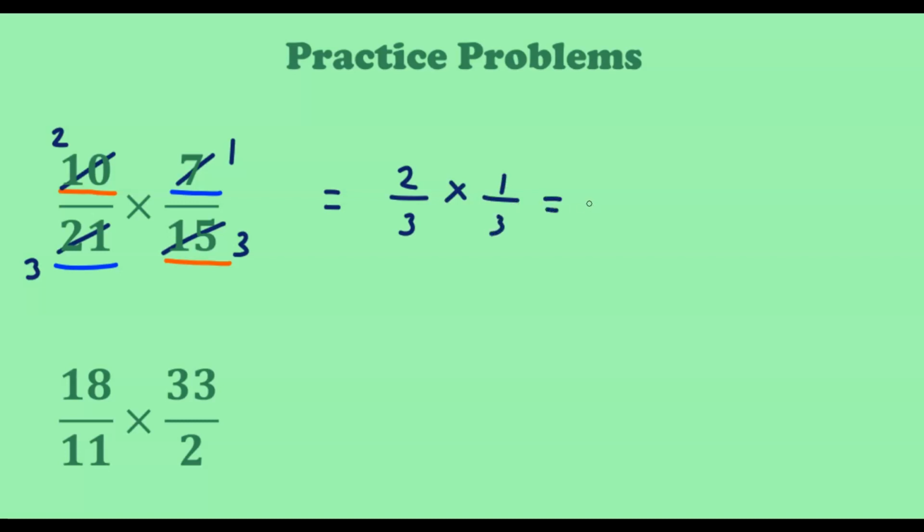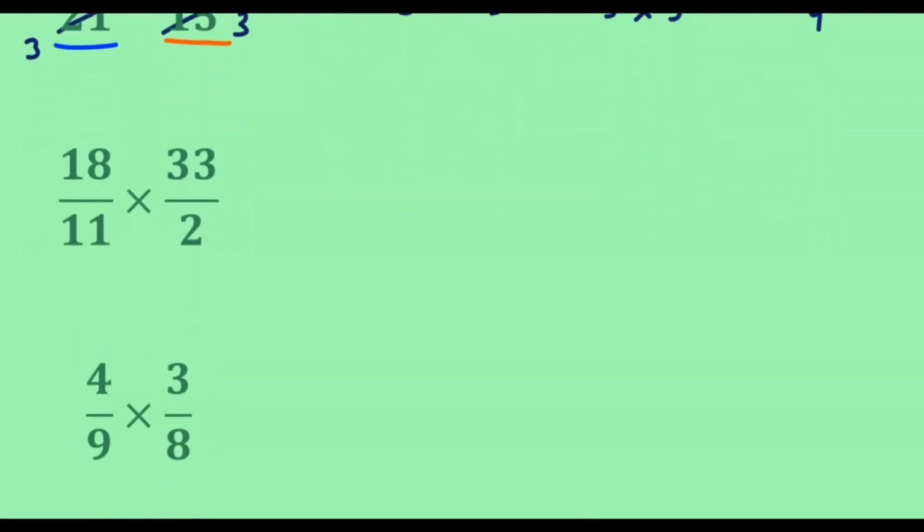So the resultant fraction, to obtain the numerator of that, we will multiply the numerators of the original two fractions, and to obtain the denominator, we will multiply the denominators of the original two fractions. So we have 2 times 1, which is 2, divided by 3 times 3, which is 9, and so this is our required answer. That is 10 over 21 times 7 over 15. This is equal to 2 over 9. Let us move on to the next problem.